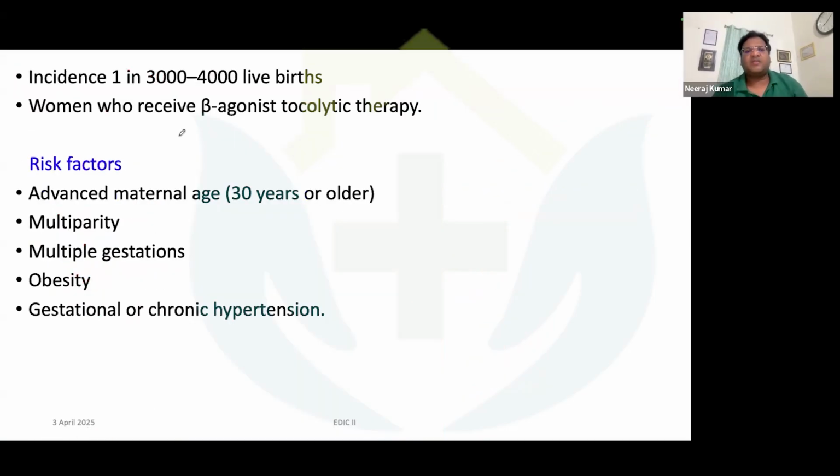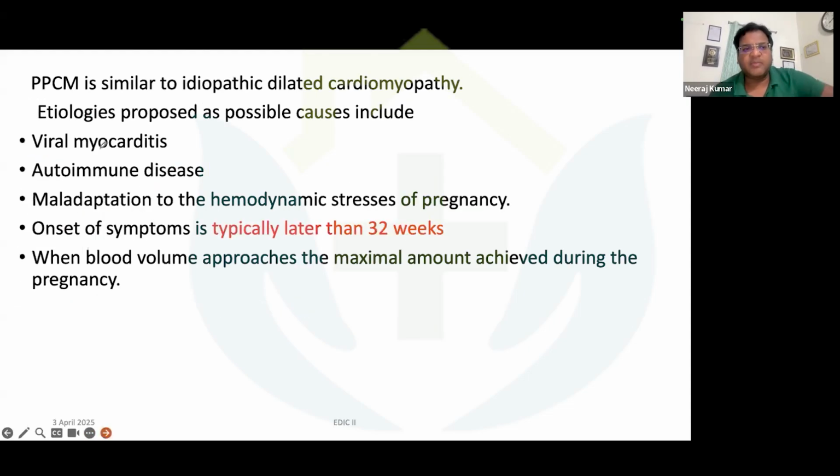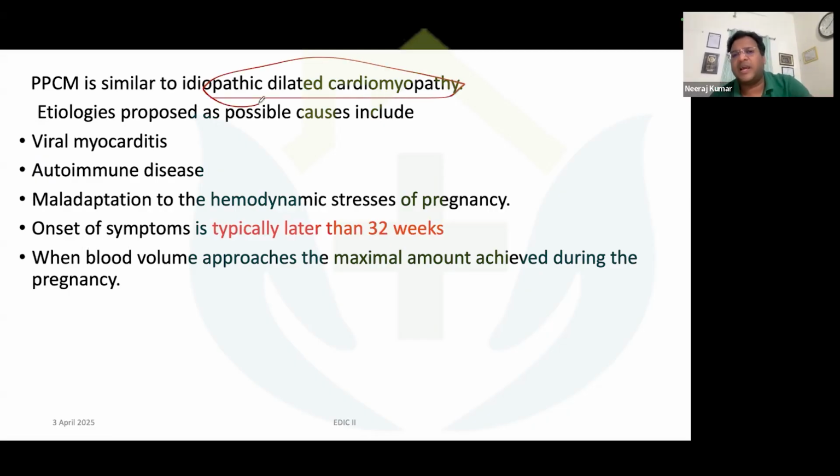Incidence is 1 in 3,000 to 4,000 live births, especially in women who receive beta agonist tocolytic therapies. Risk factors are advanced maternal age, multiparity, multiple gestation, obesity, and gestational or chronic hypertension. The second part is that PPCM is almost similar to IDCM, that is idiopathic dilated cardiomyopathy, and the etiology is viral myocarditis and autoimmune maladaptation due to hemodynamic stress. Many times, because of the increased hemodynamic stress, there is a maladaptation in the heart, and then the patient will have idiopathic dilated cardiomyopathy.